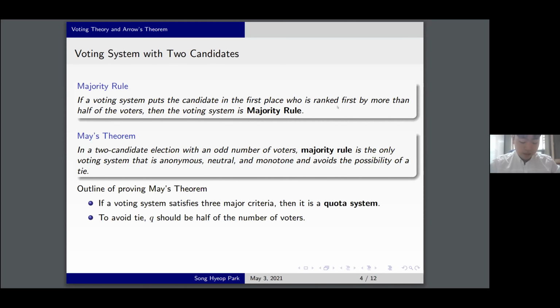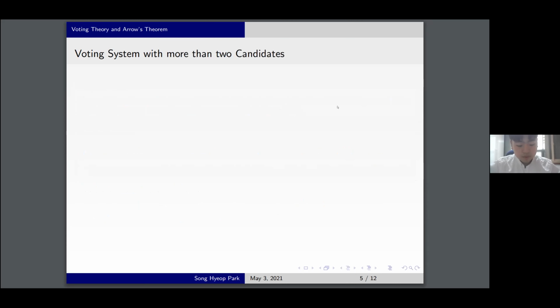In order to prove May's theorem, we need to show that if a voting system satisfies the 3 major criteria, then it is a quota system. A quota system puts the candidate in first place who is ranked first by more than Q voters. However, if Q is too low, then we could have multiple first place winners. And if Q is too high, then we could have no first place winner. So to avoid a tie, Q should be exactly half of the number of voters, which is majority. So we can conclude that in a 2-candidate voting system, majority rule is the best one.